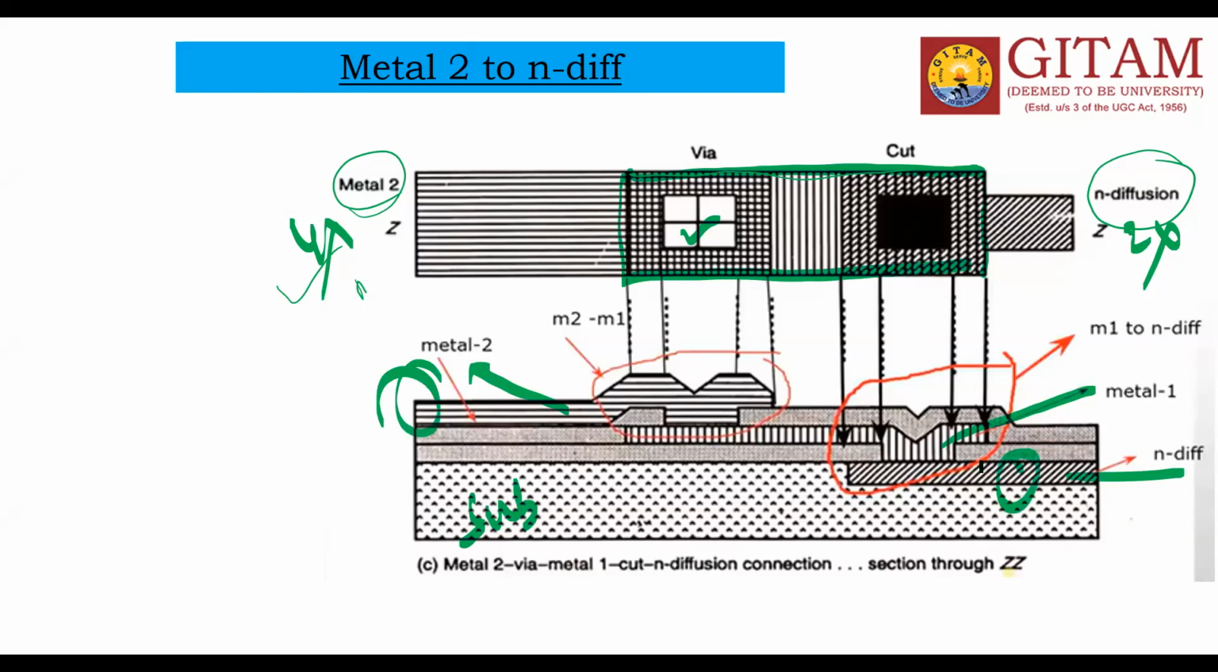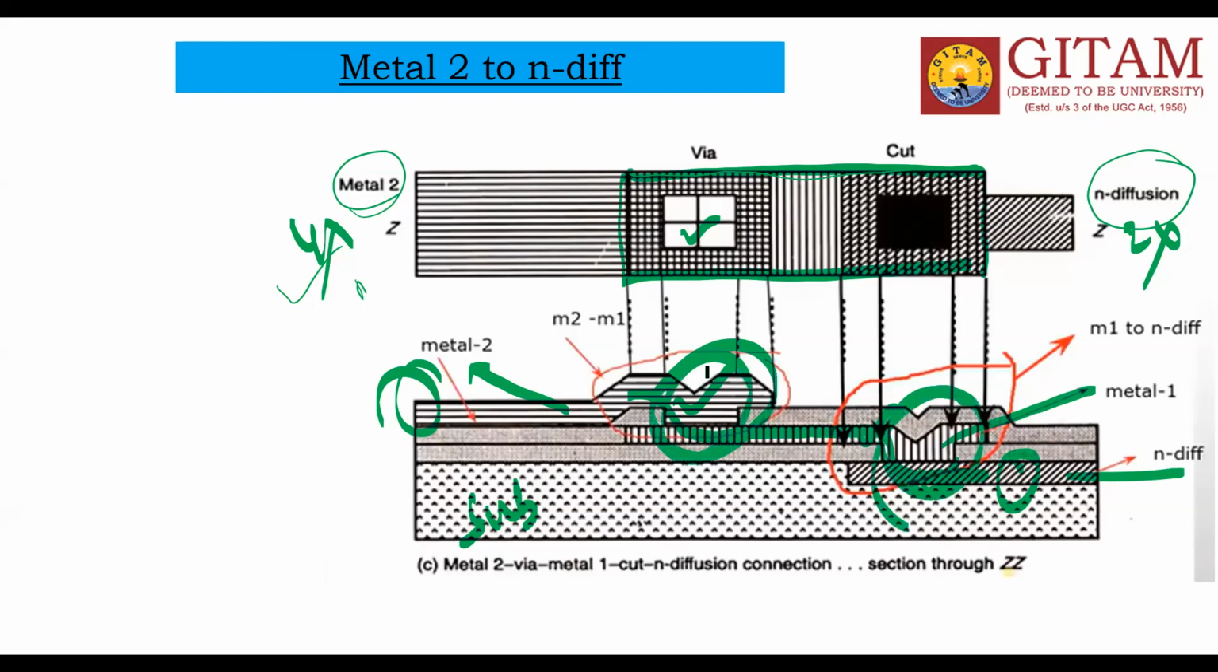First, to establish the connection between the metal 2 and the metal 1, then metal 1 to the diffusion. This is the way. Here a connection is established like this. Yeah, there is a connection. Metal 2 to metal 1, then metal 1 to diffusion. So this part is called the via, and this part is called the contact cut.